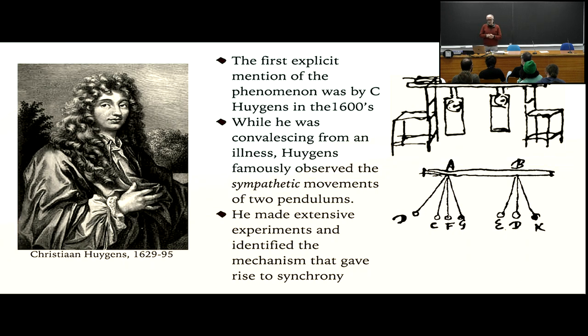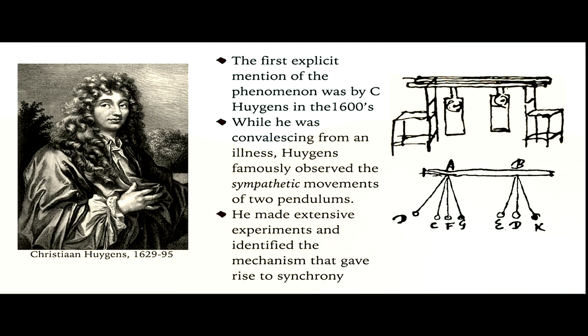But what he basically saw was that if you hung two pendulum clocks on a common beam, here are the two pendulums, hung on a common beam. And what he observed was that no matter where you started the pendulums from swinging, after a while they were swinging in a manner such that when this pendulum reached its extreme position, the other pendulum was on the other side. So both these pendula were going to their extremes at exactly the same time.